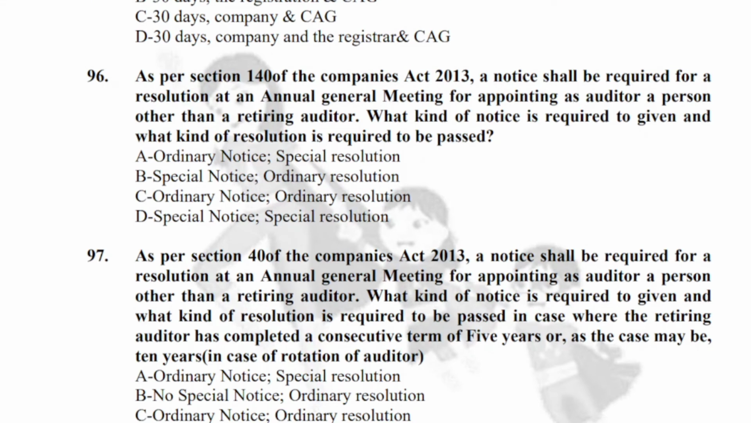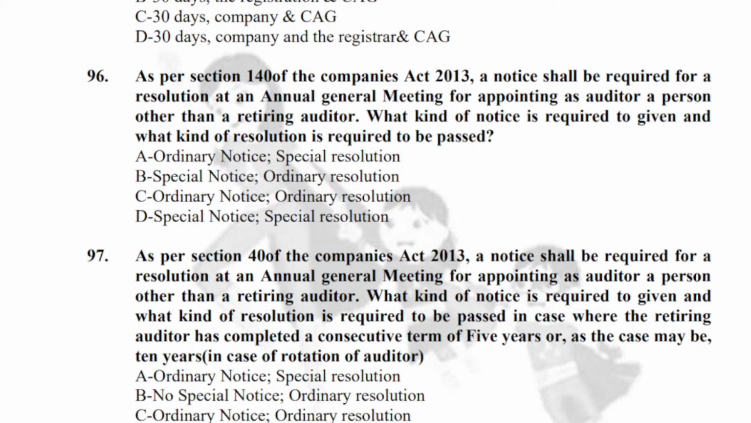Let's quickly move ahead to the next question. Very interesting question, guys. Be very careful while you answer this question. As per section, it should be section 140, my dear friends. It's a small typo here. As per section 140 of the Companies Act 2013, a notice shall be required for a resolution at an annual general meeting for appointing an auditor, a person other than the retiring auditor. So here under section 140, they want to appoint a person other than the retiring auditor. What kind of notice is required?